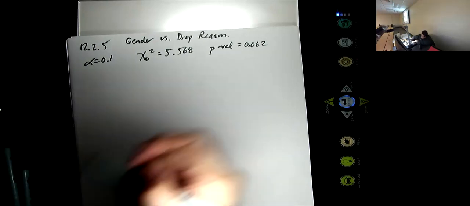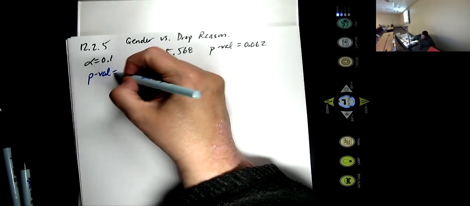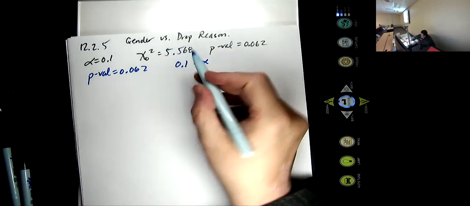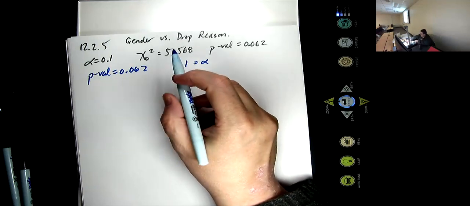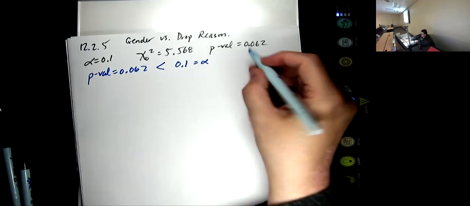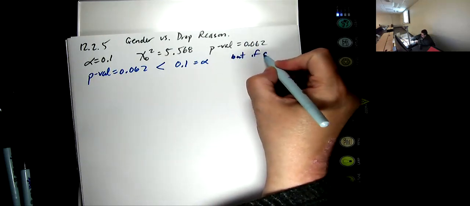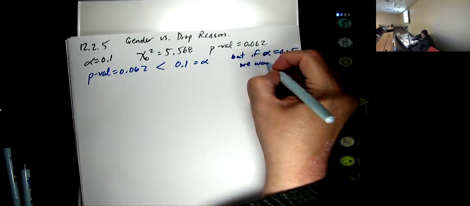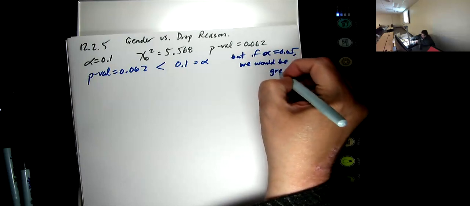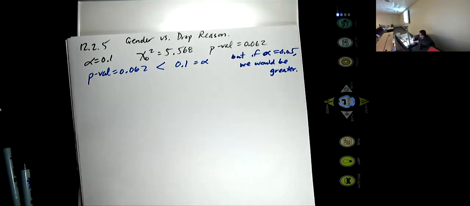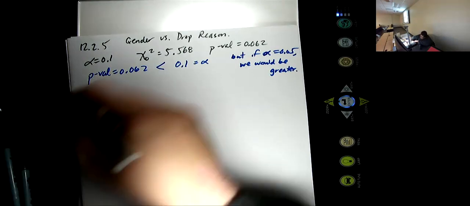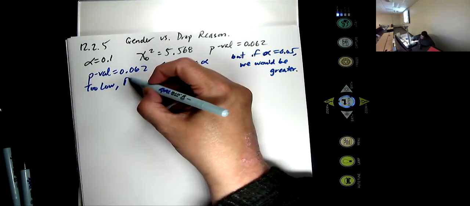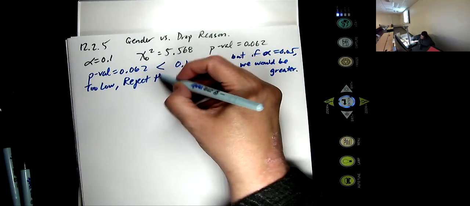Now this is interesting because our p-value was 0.062 and alpha was 0.1, which means we're technically less than alpha. We're less than alpha, but if alpha had been 0.05, we would be greater than. So we're only passing this because alpha is chosen to be a little bit higher. So here the p-value is too low. So the null must go, we reject the H naught, and we support HA.